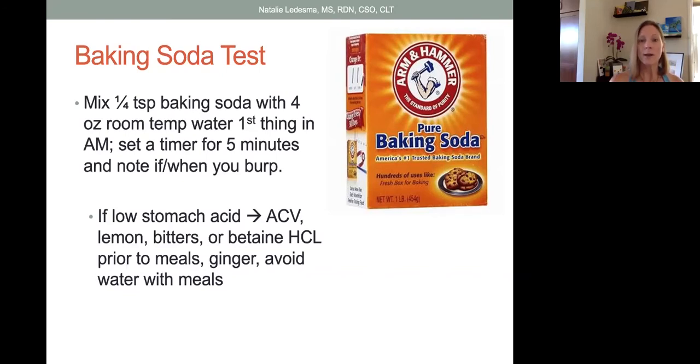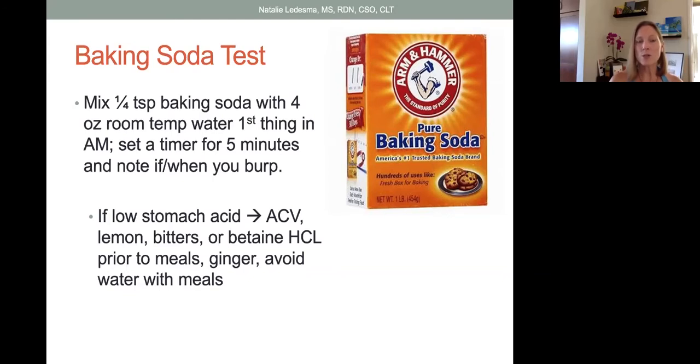So we could look at, what about the use of apple cider vinegar or lemon or bitters or betaine hydrochloric acid, little capsules that we use prior to meals, even ginger. And we want to make sure that ideally, if you have low stomach acid, you want to avoid water with your meals because the water will dilute everything in the system and allow a little bit more of an alkaline situation. So we want to consume lots of fluids, but particularly between meals rather than with your meals.